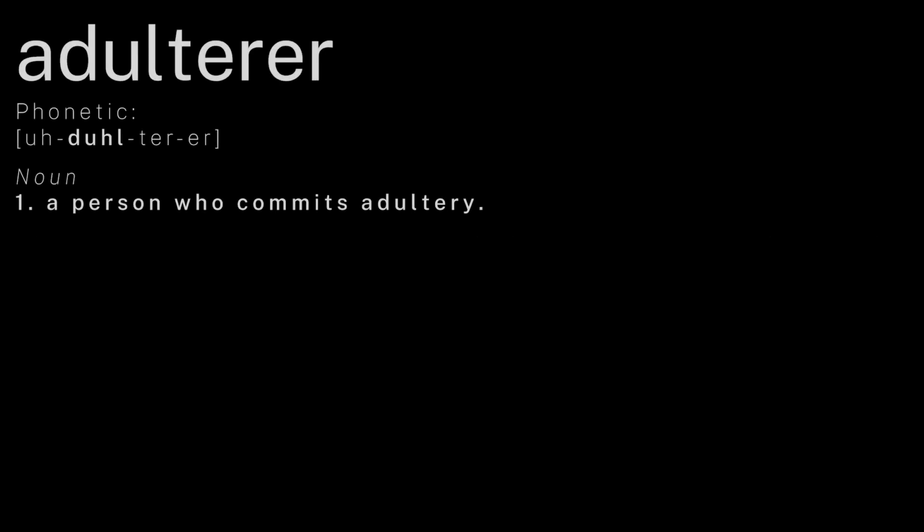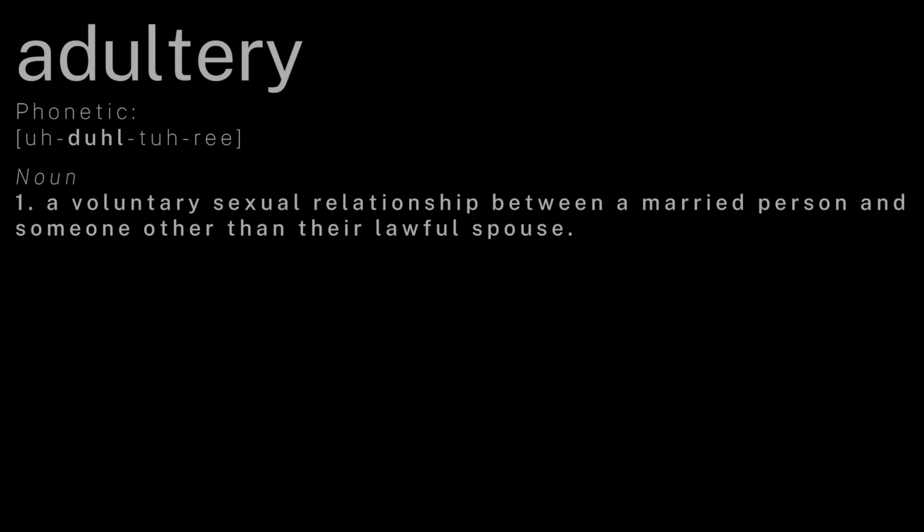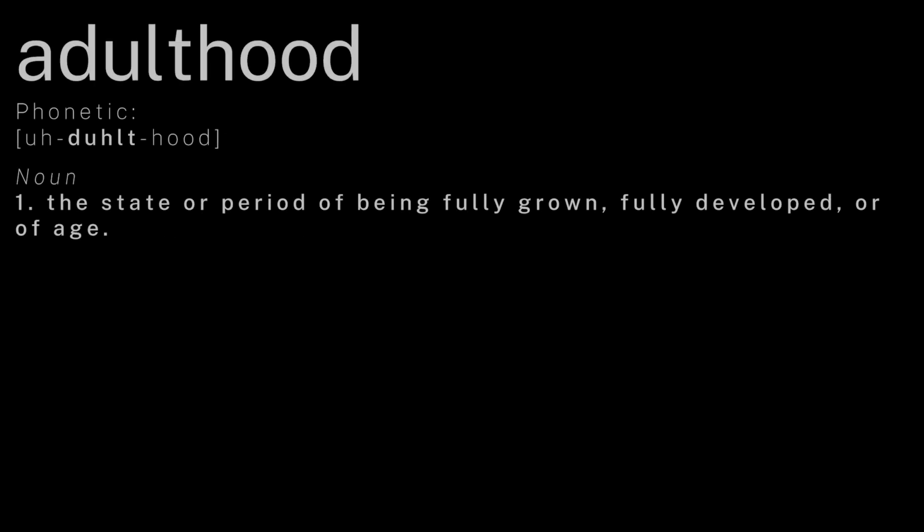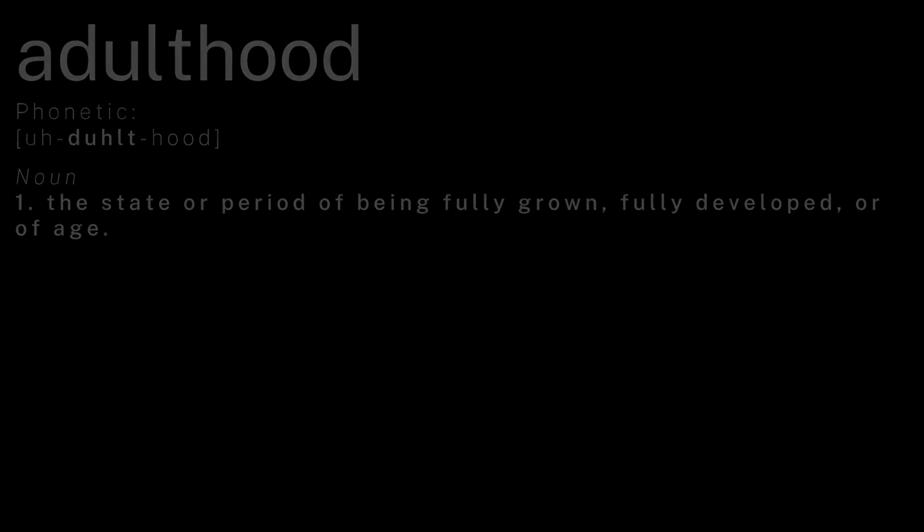Our 43rd word is adulterer, which is a noun that is a person who commits adultery. Our 44th word is adultery, which is a noun that is a voluntary sexual relationship between a married person and someone other than their lawful spouse. Our 45th word is adulthood, which is a noun that is the stage or period of being fully grown, fully developed, or of age.